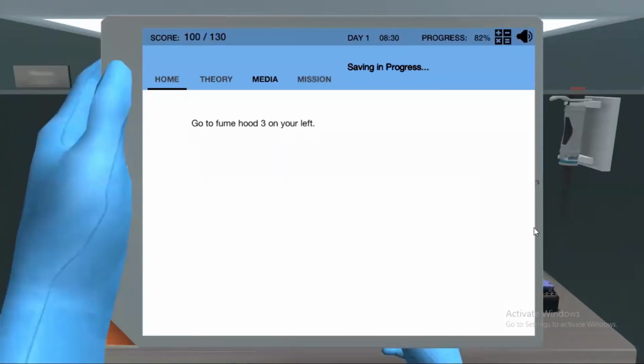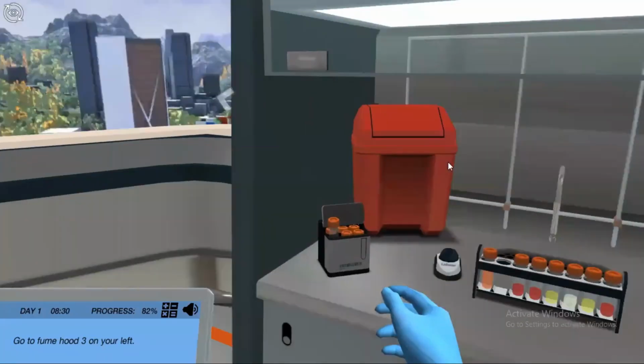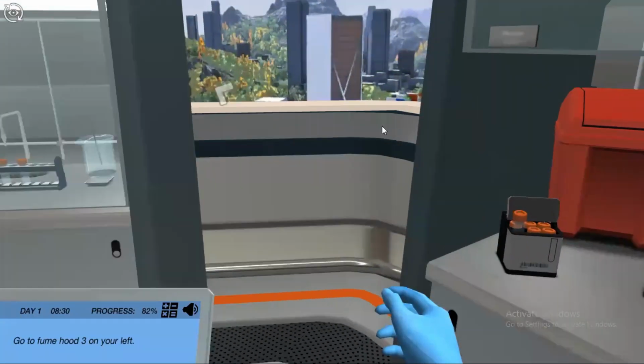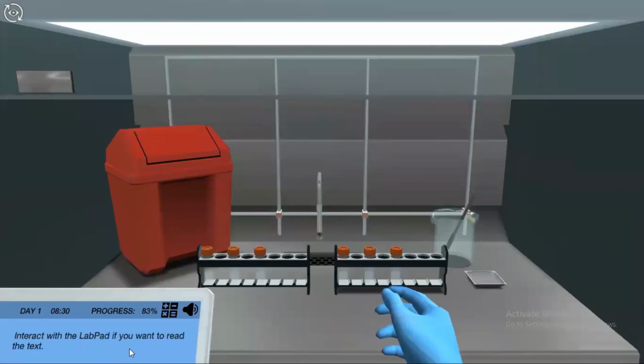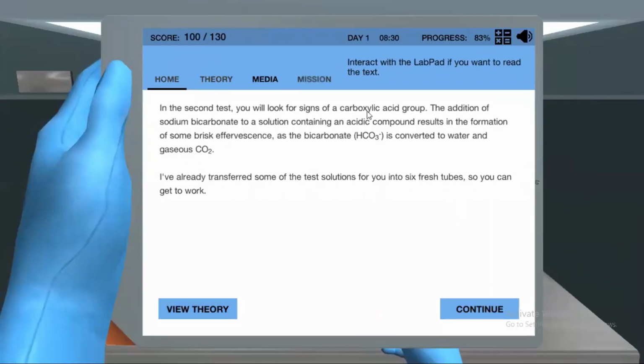Go to fume hood 3 on your left. In the second test, you will look for signs of a carboxylic acid group. The addition of sodium bicarbonate to a solution containing an acidic compound results in the formation of some brisk effervescence, as the bicarbonate is converted to water and gaseous carbon dioxide. I've already transferred some of the test solutions for you into 6 fresh tubes, so you can get to work.